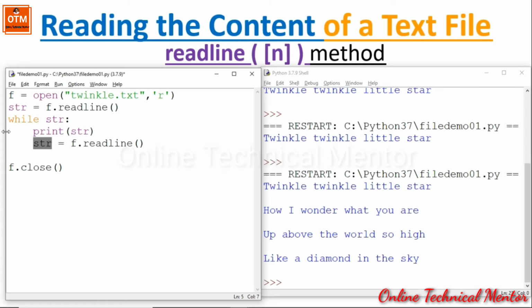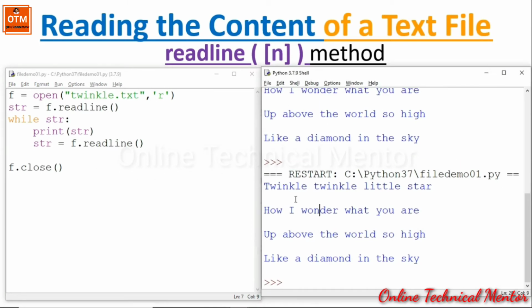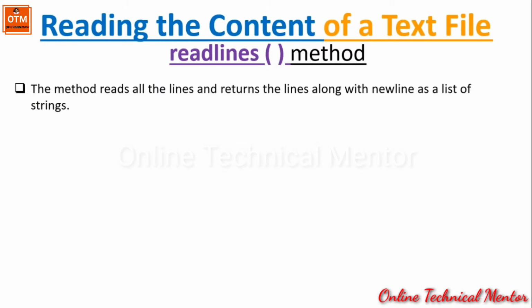After that, when the while loop is encountered again, it finds that str has nothing, so str is null, which represents false. So when the while loop becomes false, the control will come out of the while loop, and then the file is closed using the close function. So let me save and run the file. The same thing is happening, all 4 lines are displayed and there is a blank line between each line. Next, move to reading the content of a text file using the readlines method.